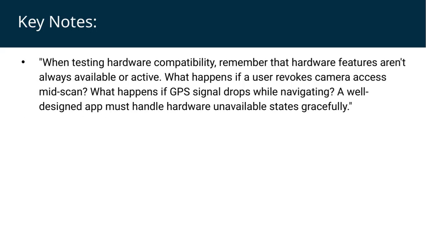When we test hardware compatibility, it's important to remember hardware features aren't always available or active. Imagine a user revokes camera access right in the middle of a scan, or the GPS signal drops while they're navigating. Our apps need to handle these situations smoothly. A well-designed app doesn't just assume hardware will always be there. It adapts, recovers, and keeps working without frustrating the user. That's the kind of resilience we're aiming for.